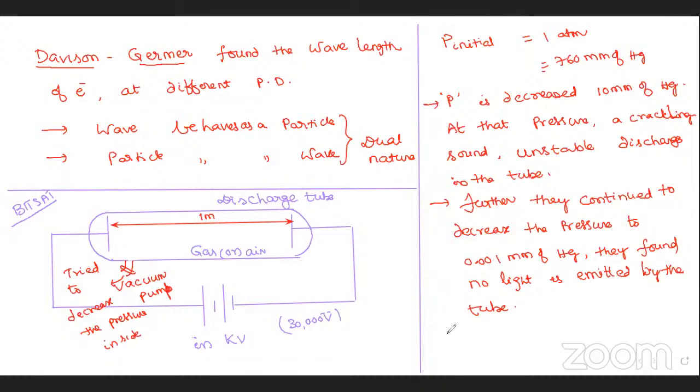Okay, this is a BITSAT question, so the color is changed here. What is that BITSAT question, sir? The dark space appeared between the electrodes is called Crookes dark space.